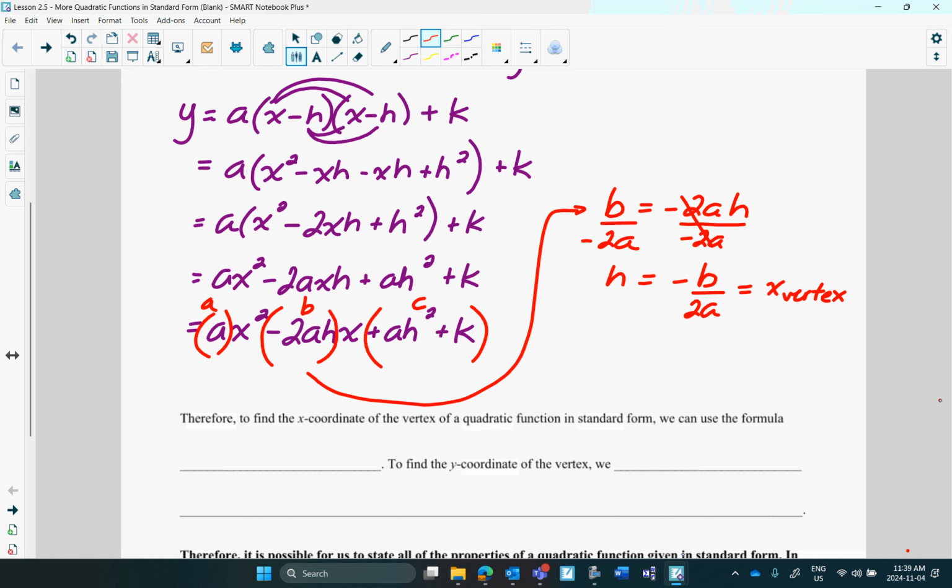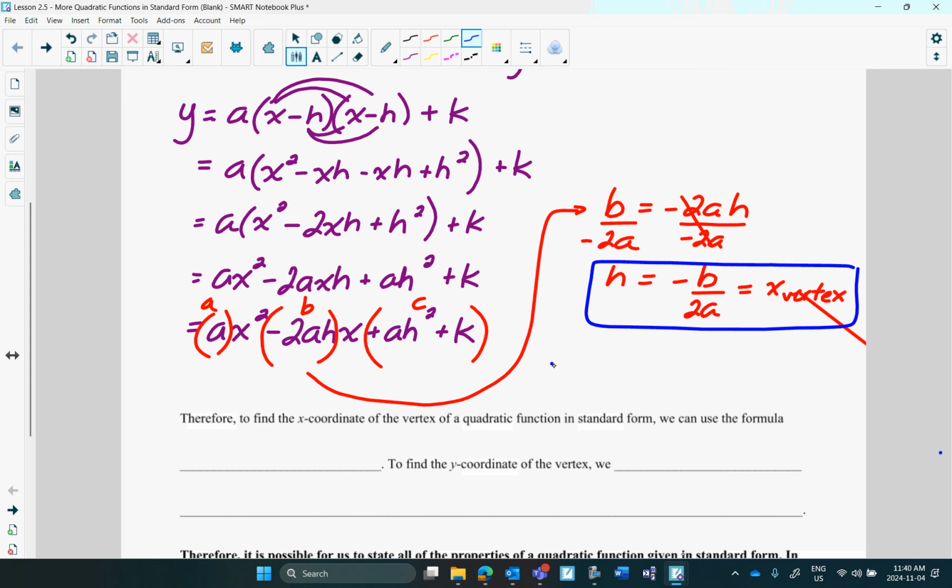This is how you find the x vertex when it's in standard form. You take the value of b, whatever's in front of the x, the value of a, whatever's in front of the x squared, and you go negative b, divided by 2 times a. How do you figure out the y vertex? Well, once you've got the x, just plug it back into the function and calculate y.